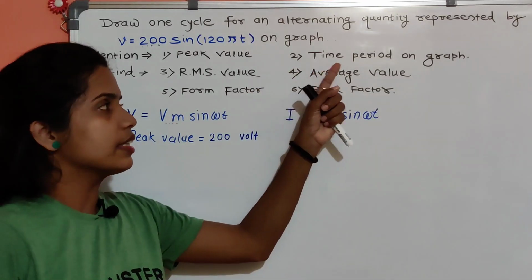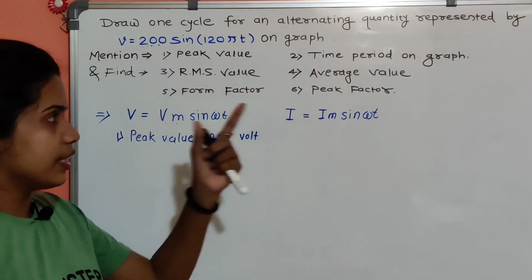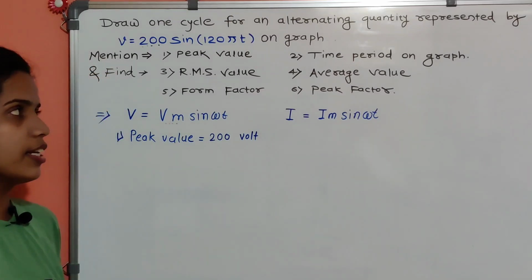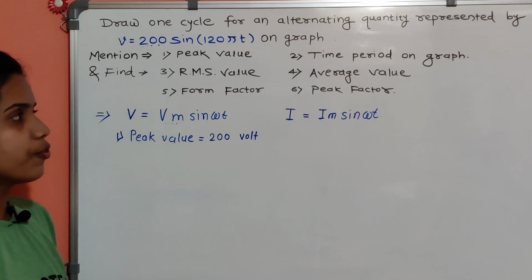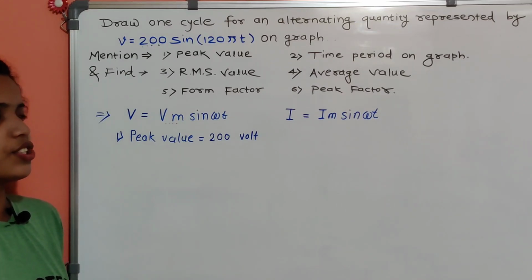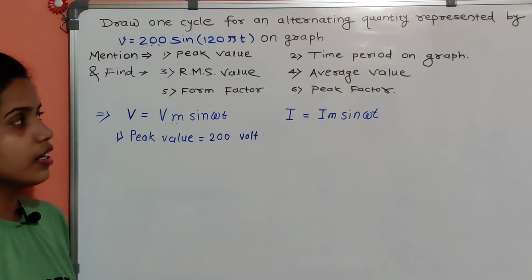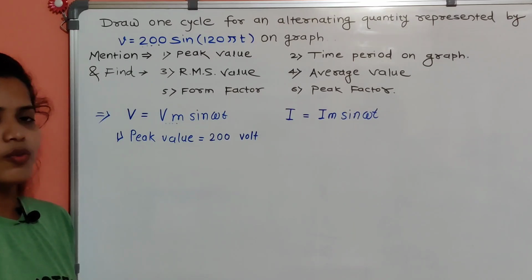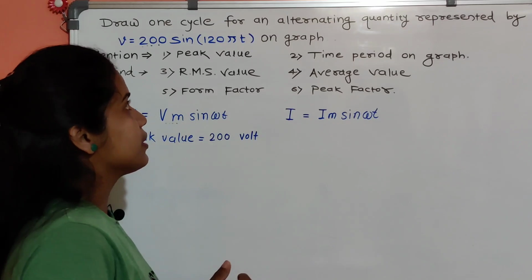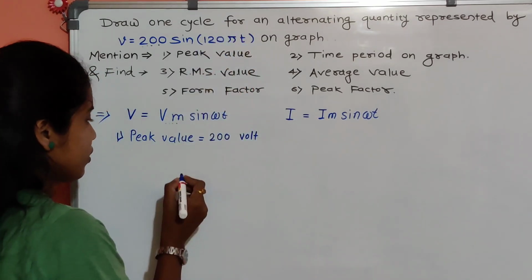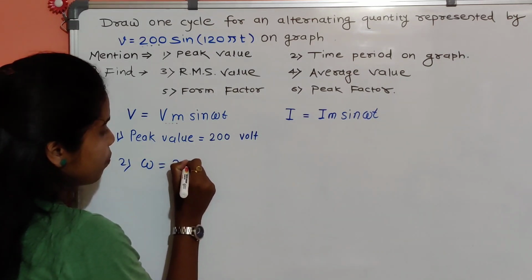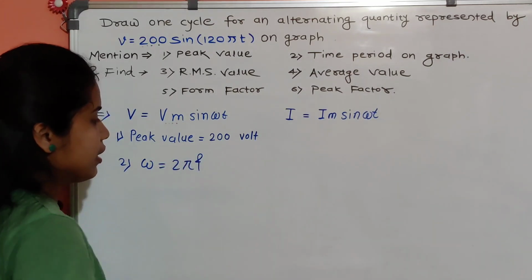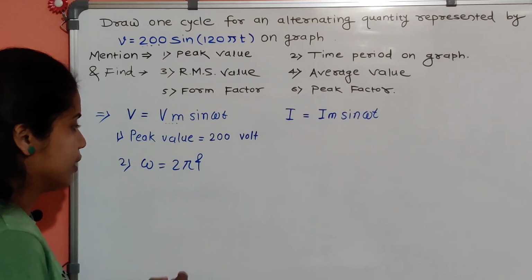Now the next point is time period on a graph. The definition of time period is the time taken to complete one cycle. Before that we discussed the relation between time period and frequency, that f = 1/T, meaning T is inversely proportional to frequency. Here omega is given. We know ω = 2πf, so we can easily find this frequency.